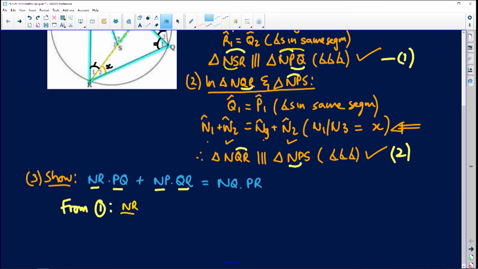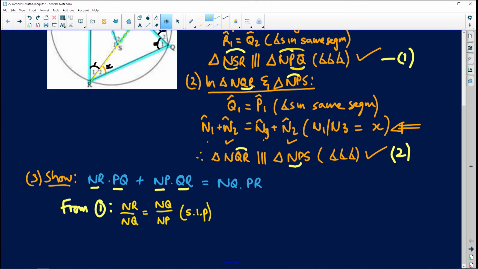NR over NS is equal to, look again, NR is the outside over the first 2, which equals the outside on the other side over the first 2, which is NP. The reason is that the sides are in proportion. Okay, so I've got that first ratio from there. I can then also go and find a ratio for PQ, which is over there. That's our PQ over here.